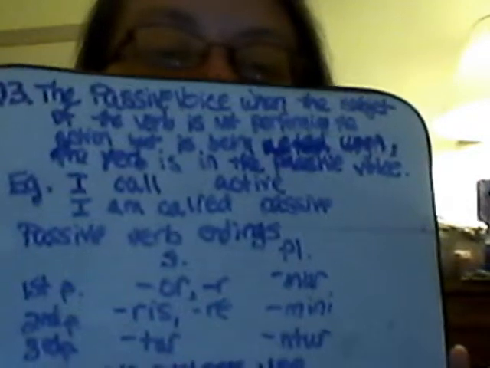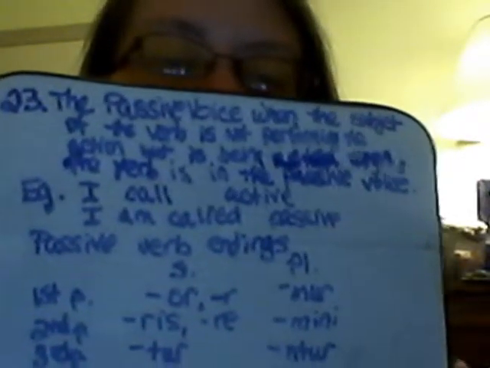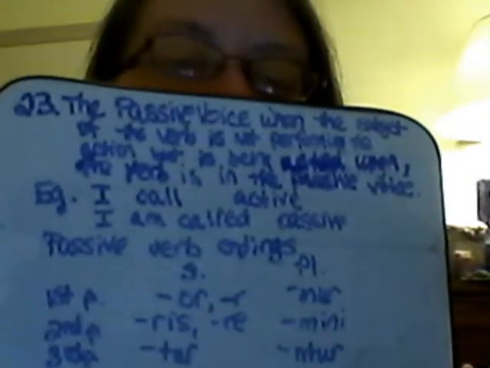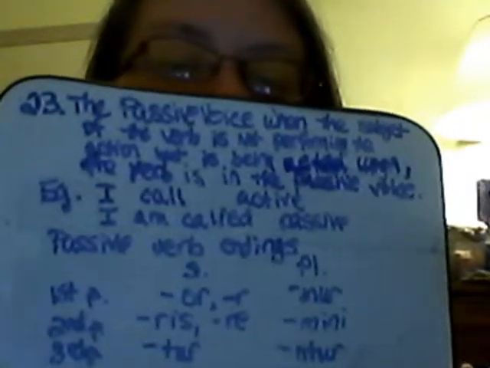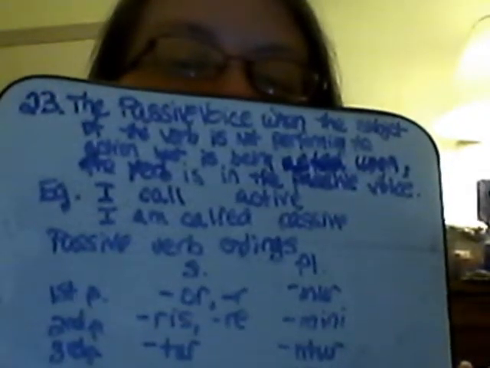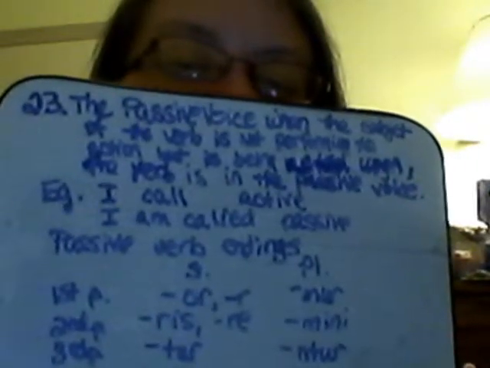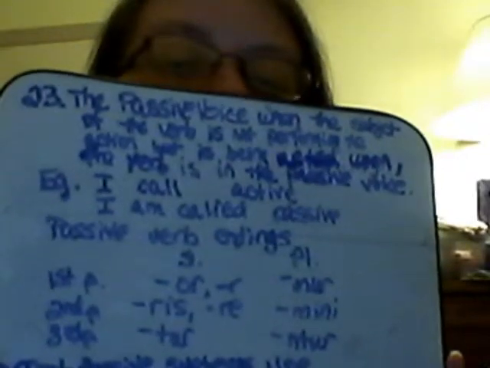For the singular and plural: first person singular is -or. Second person singular is -ris or -re. Third person singular is -tur. First person plural is -mur. Second person plural is -mini. And third person plural is -ntur. You can find these on page 104 in your book.